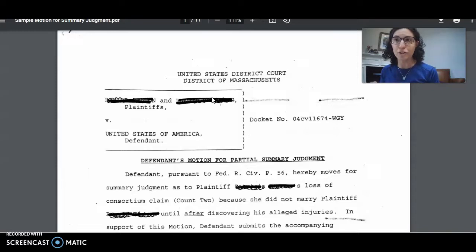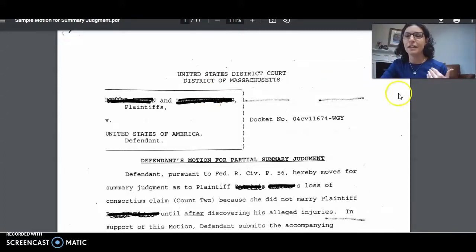You will use the caption that was provided for you in the template document with the Commonwealth of Massachusetts at the top and Middlesex County as the court and also the proper docket number.